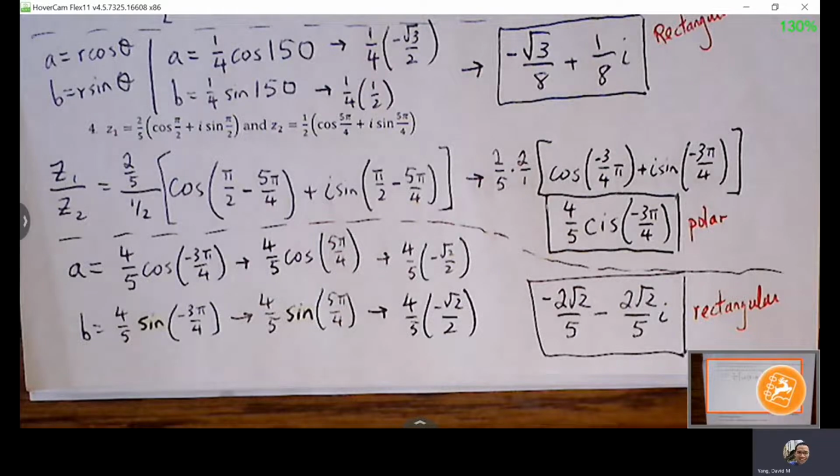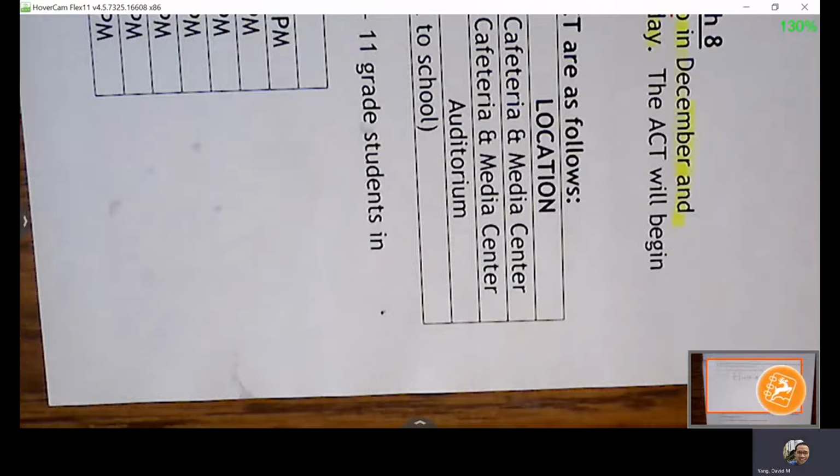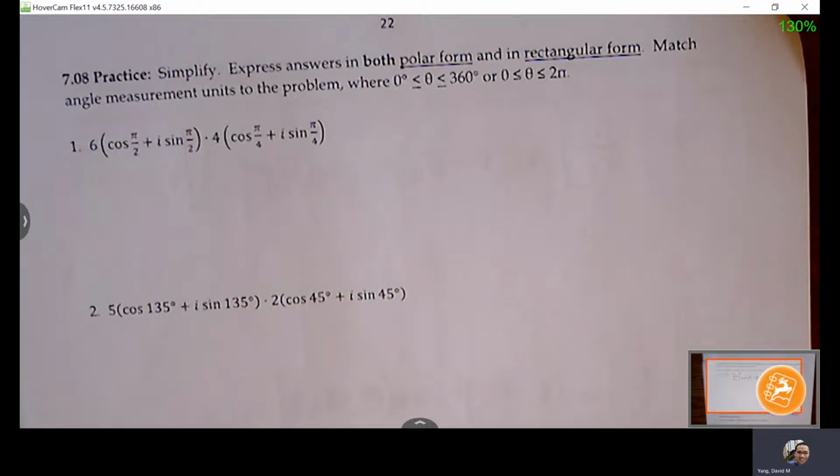Okay, let's go to page 22. For classwork, we're just going to do 1 through 6. So 1 through 5 on page 22, and we'll do number 6 on page 23. There's a mixture of multiplication and division. We're just going to practice through. So we'll just do 6 problems.